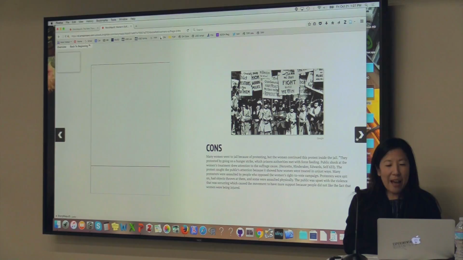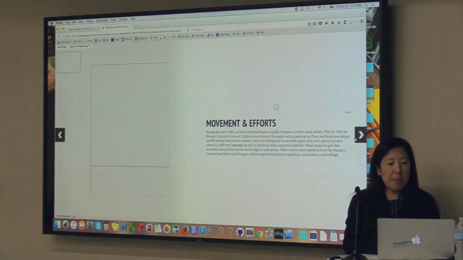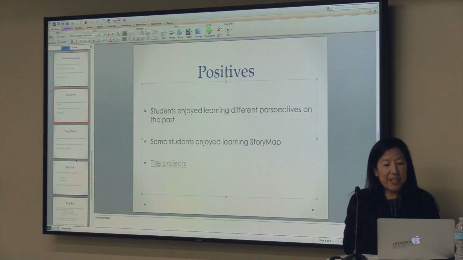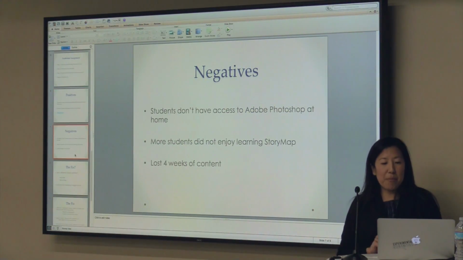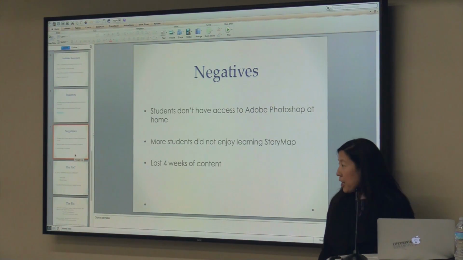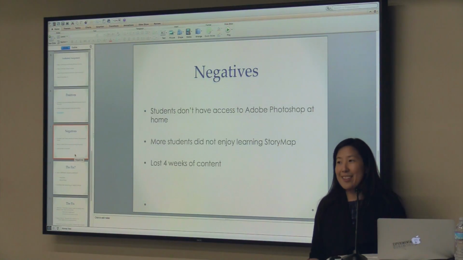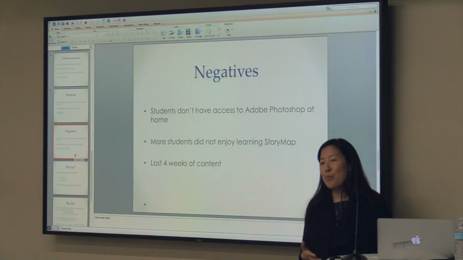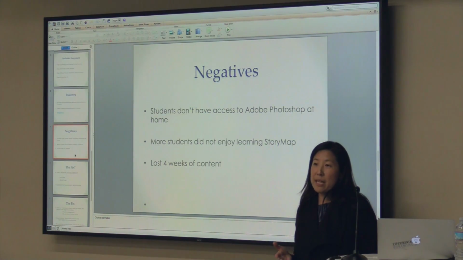Right. So this is an example of one project. Okay. Now, the negatives, the cons of StoryMap.js. So first, we discovered that students don't have access to Adobe Photoshop at home. So if they wanted to work on this project, they had to be on campus.